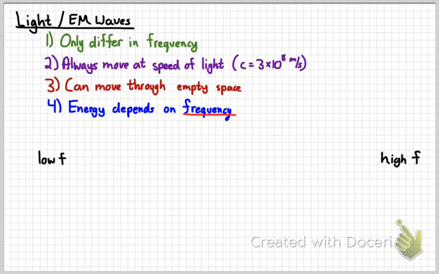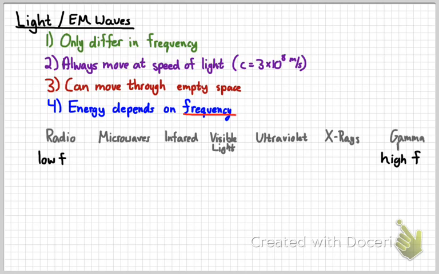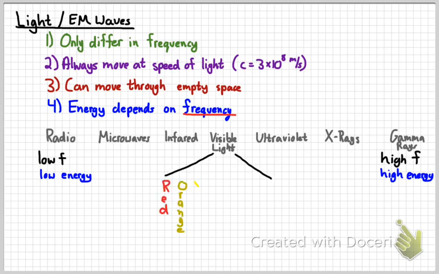So in order from low frequency to high frequency, we need to remember the order of the electromagnetic waves, going from radio, microwaves, infrared, visible light, ultraviolet, X-rays, and then gamma rays. Remember that the energy depends on the frequency, so those are also listed in order from lowest energy to highest energy.